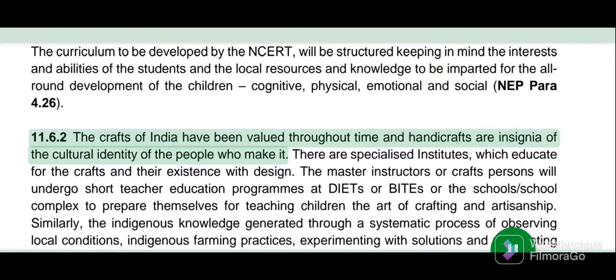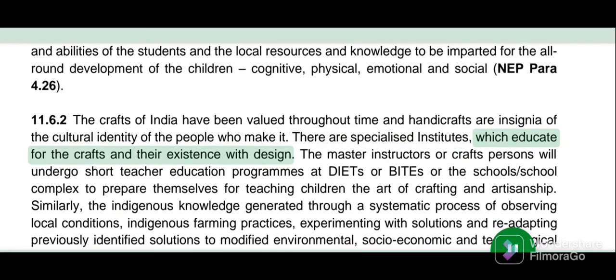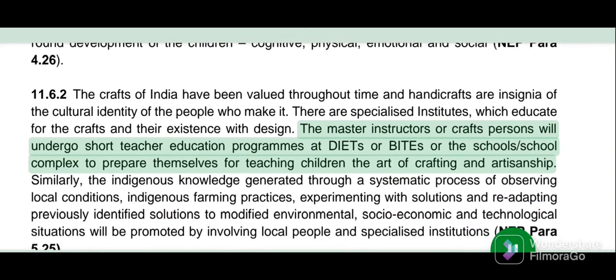11.6.2 The crafts of India have been valued throughout time and handicrafts are insignia of the cultural identity of the people who make it. There are specialized institutes, which educate for the crafts and their existence with design. The master instructors or craftspersons will undergo short teacher education programs at DIETs or BITEs at the school complex to prepare themselves for teaching children the art of crafting and artisanship.